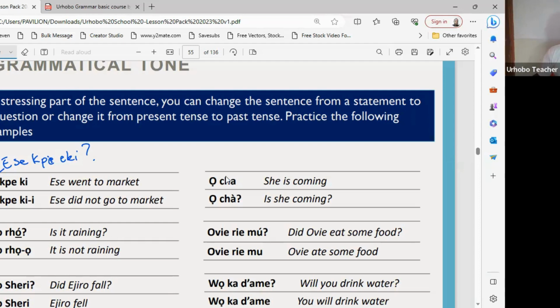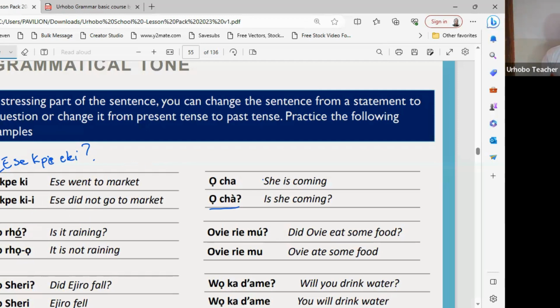Let's try this one. This is Ocha. She's coming. Now change this to a question. The same thing, you can change the statement to a question. Let's go. Ocha. Now change it to a question. Ocha. This is a question. Okay.